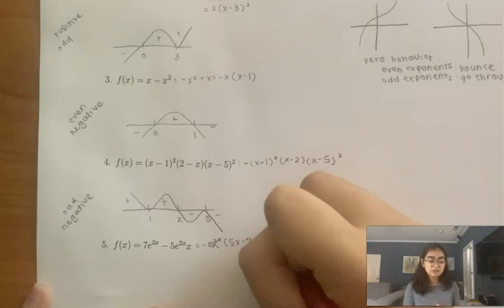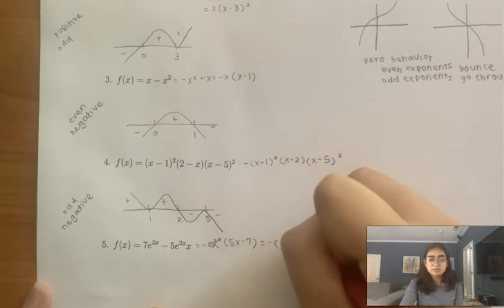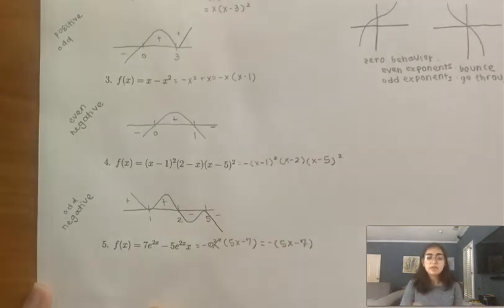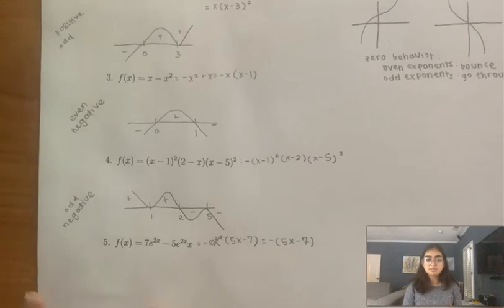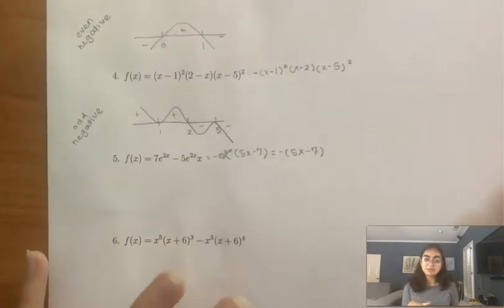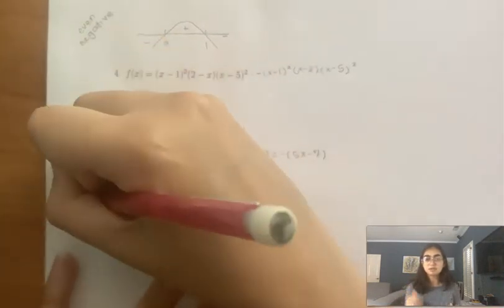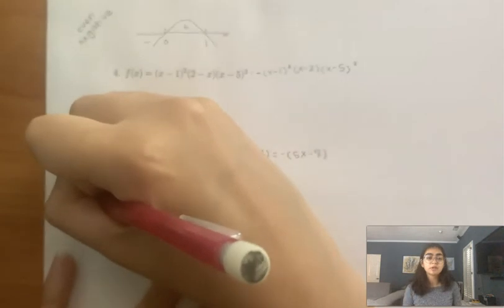E to the 2x is always positive since e to the anything is always positive. So it doesn't really affect our sign chart whether it's there or not. So we can just cross it out and ignore it. So basically what we're going to have is negative 5x minus 7. So that negative indicates to us that our function will be negative, and it's going to be odd since 5x minus 7 is to the 1 power.